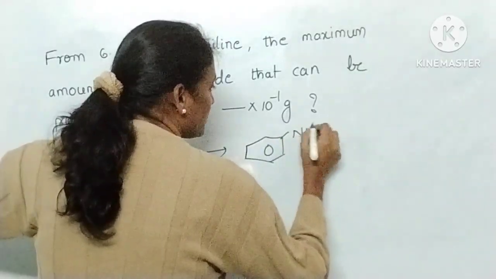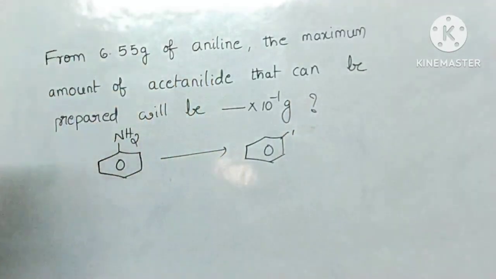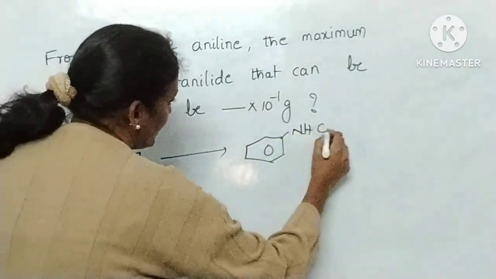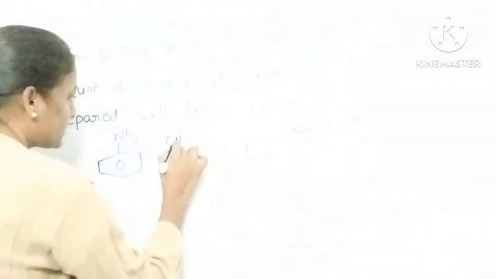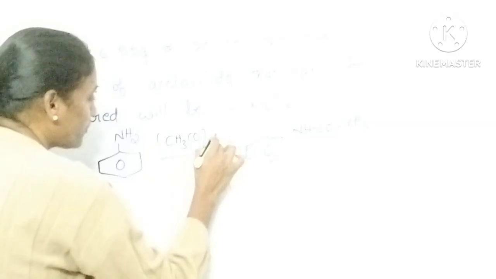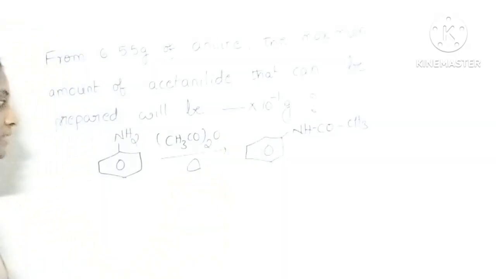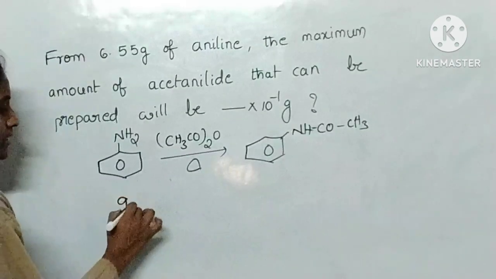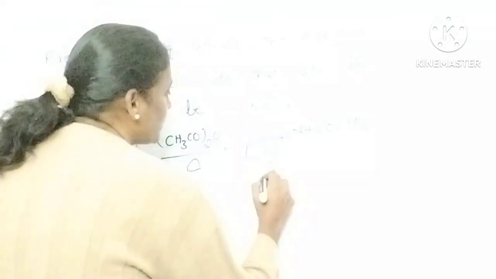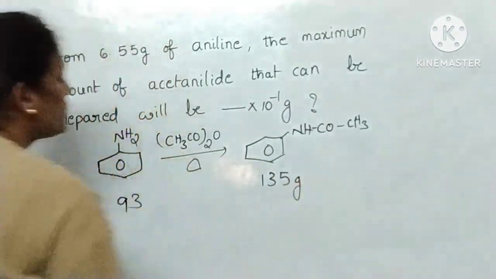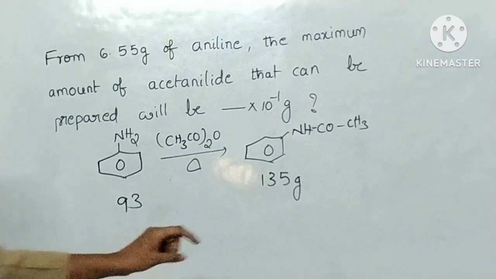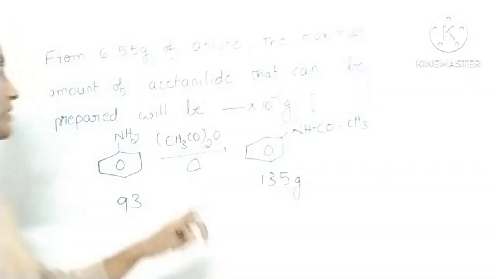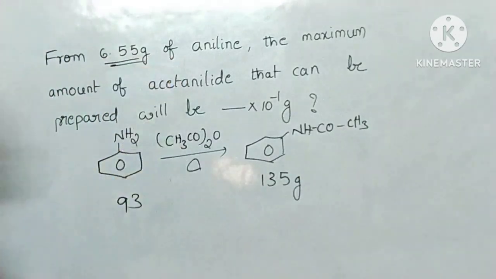NHCOCH3. This is the acetanilide, with CH3CO twice in presence of acetic anhydride, followed by heating. So here this is 93 grams and this one is 135 grams. So he is asking, 93 grams will give you 135 grams of acetanilide. Then how much will this one give, he is asking.